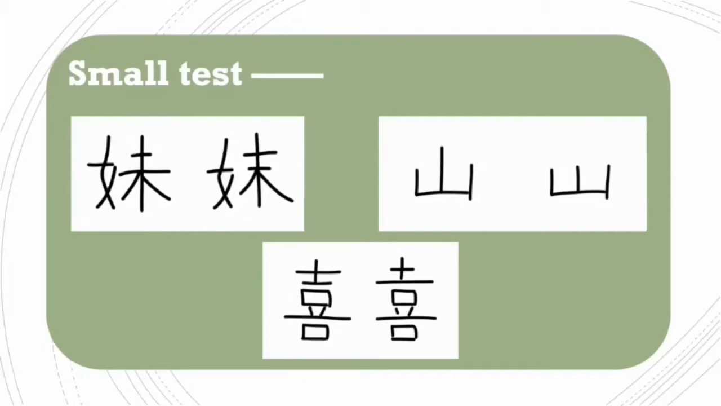Here's a test for you guys. There are 3 pairs of characters here. In each pair, only one character is correct. So choose which one is correct and write a word or phrase with this correct character.